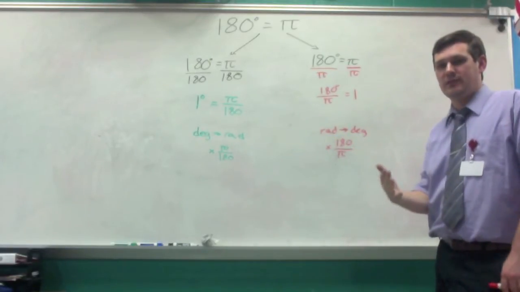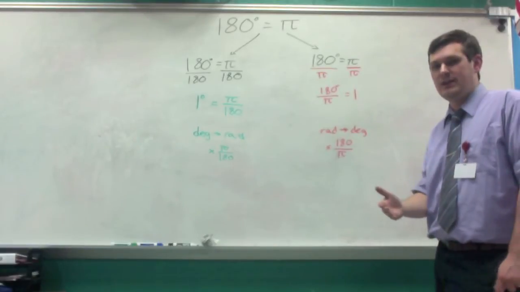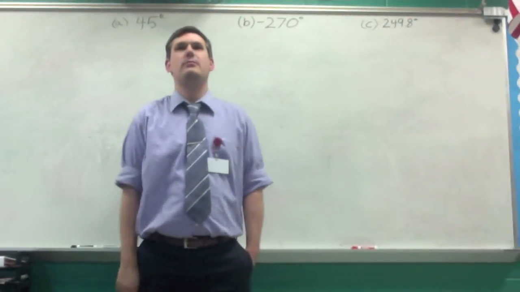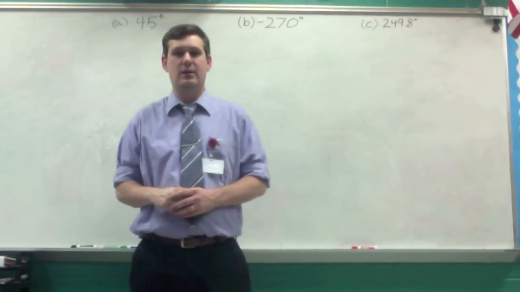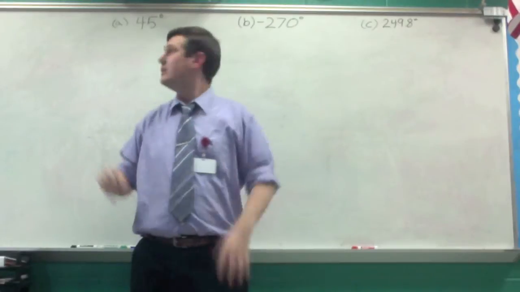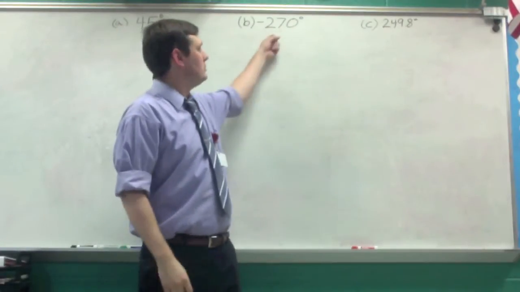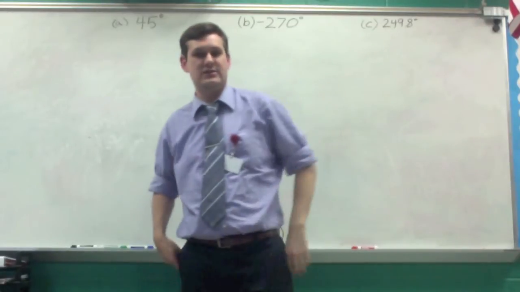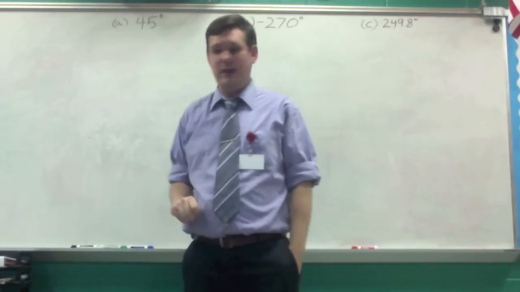I'm going to do a couple examples of converting degrees to radians and then converting radians to degrees. So we're going to convert degrees into radians, and then on the next slide we'll do radians into degrees, and then we'll be done. So we got 45 degrees, we got negative 270 degrees, and we got 249.8 degrees. So we'll start with 45 degrees.